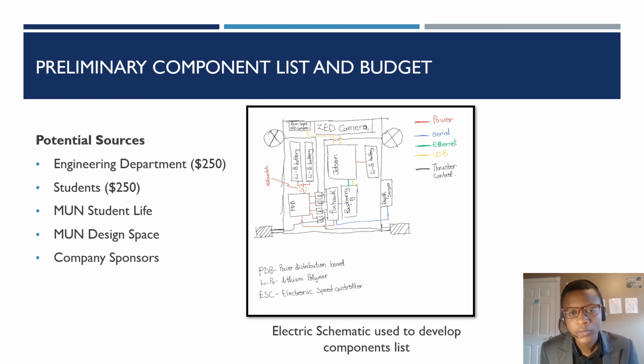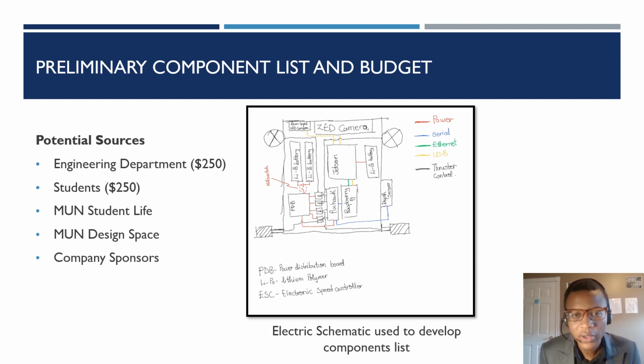Thank you, Davyani. Hi everyone, my name is Mordecai and I'm going to be speaking on the budget and the conclusion for the presentation. For our budget, we were allocated a minimum amount of $500, where the engineering department would provide half the amount, $250, while we as students would be required to provide a minimum of $250 again. We also have other potential sources of funding, which include MUN Student Life, the MUN Design Space, and also potential company sponsors.